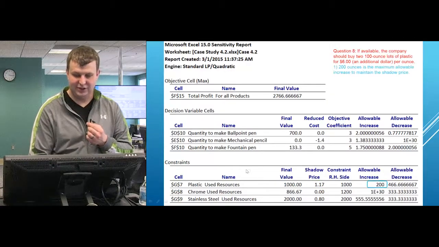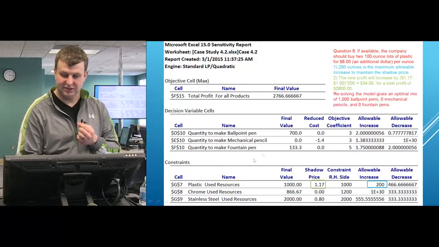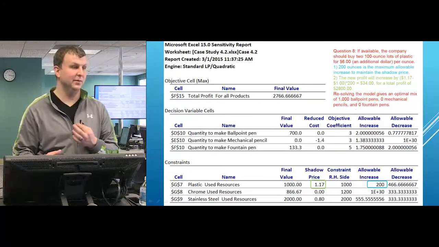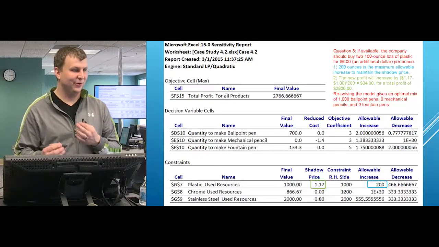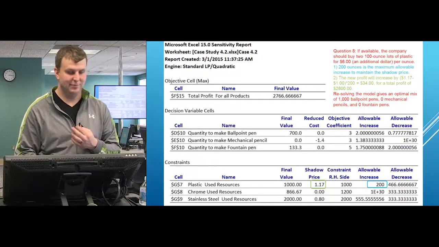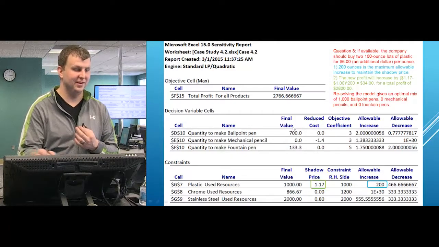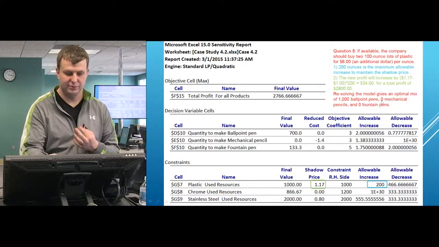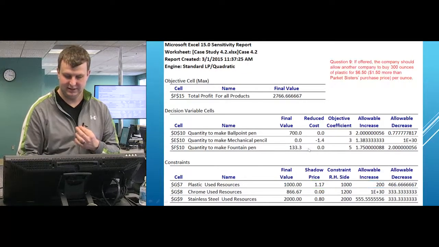So then in question 8, we buy the 200 there. And we resolved the model because it asked us to, and found out that basically we only make ballpoint pens, which might be a bad thing because now we're only making one kind of product out of our 3. The sensitivity report is not from the new model. We just put that there. We could have shown the sensitivity report. All it would do is move D10 would be 1,000 and everything else would be 0 for the final values.